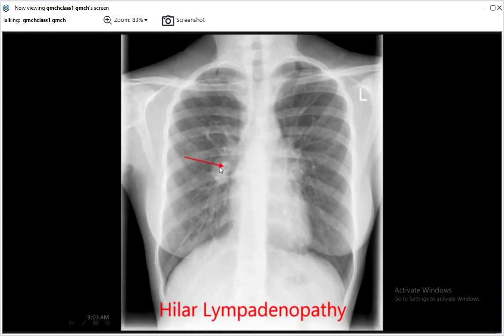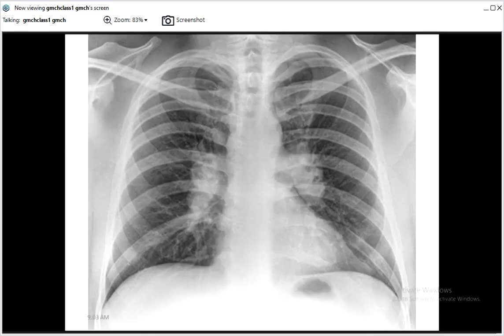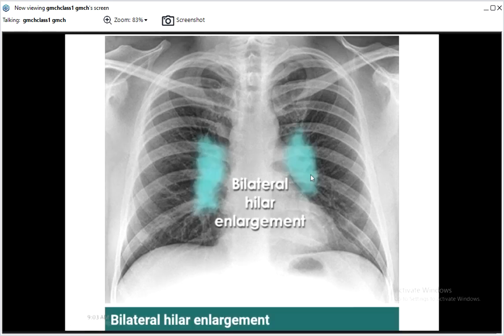So when you have to comment on these hilar shadows, you have to compare both sides. Here both sides are involved. Okay, you can see well-defined radio-opacities on the left side as well as the right side. So there is bilateral hilar enlargement, which again could be due to a variety of diseases. It could be because of lymphadenopathy or anything else.